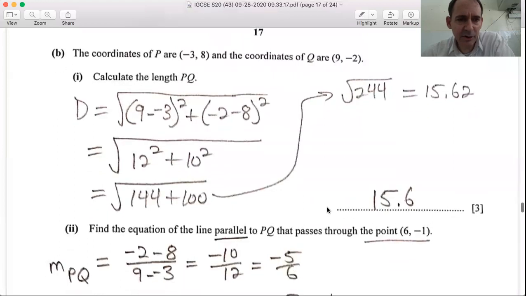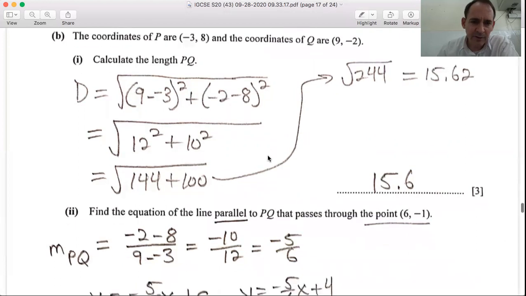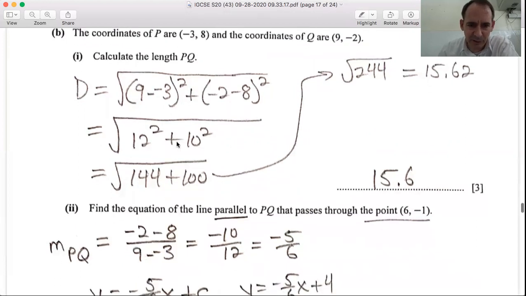Number 17, the coordinates of P are -3, 8, and the coordinates of Q are 9, -2. Calculate the length from P to Q. So we use our distance formula where we have our x2 minus x1 quantity squared plus the y2 minus y1 quantity squared, and you add them together and then square root it. So make sure you do not distribute your square root over add and subtract. You have to do the inside first.